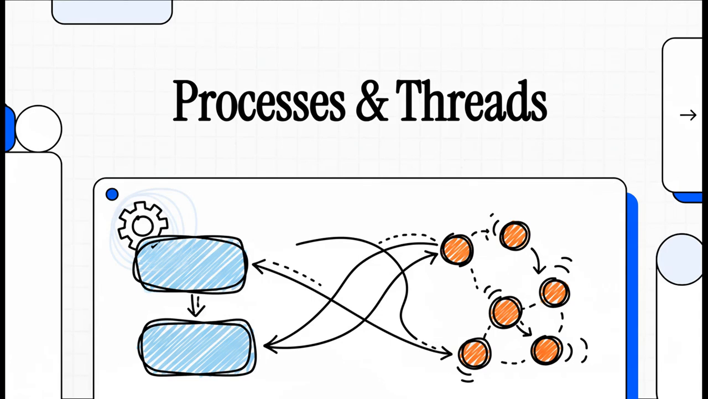Have you ever wondered what's really going on inside your computer when you're, say, browsing the web, listening to music, and downloading a file all at once? It's not just multitasking. It's actually conducting this incredible, complex symphony of things called processes and threads. And these are the absolute building blocks that make everything you do possible.